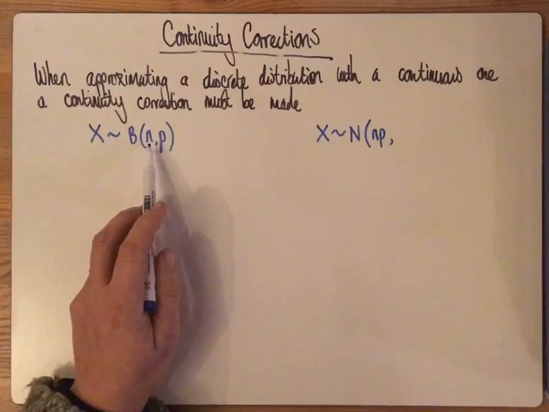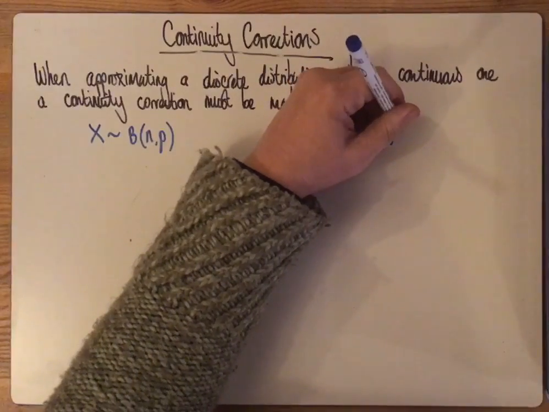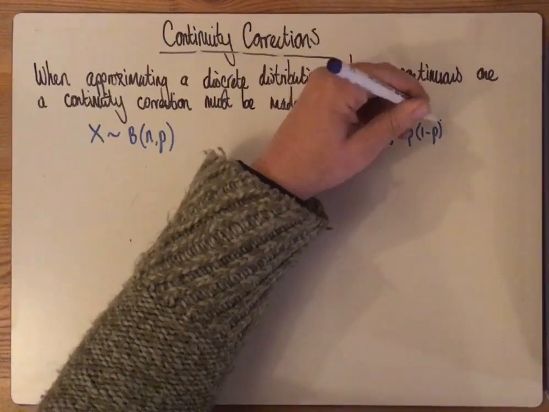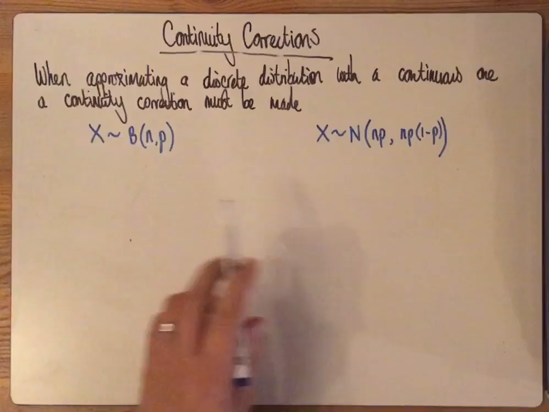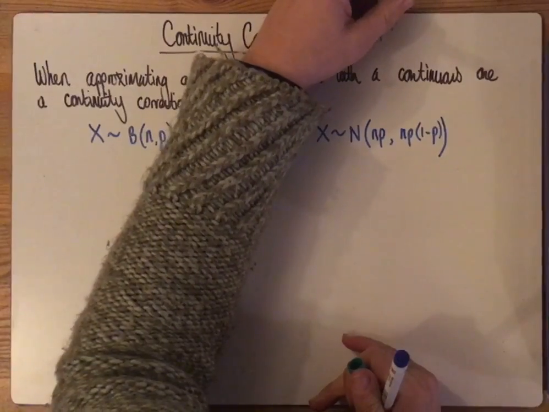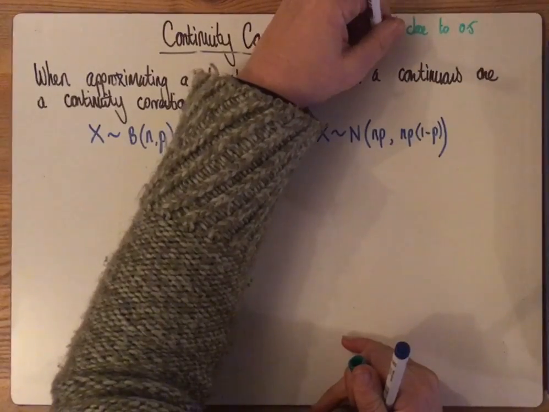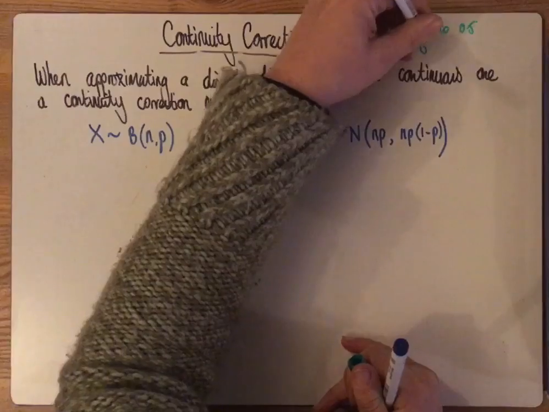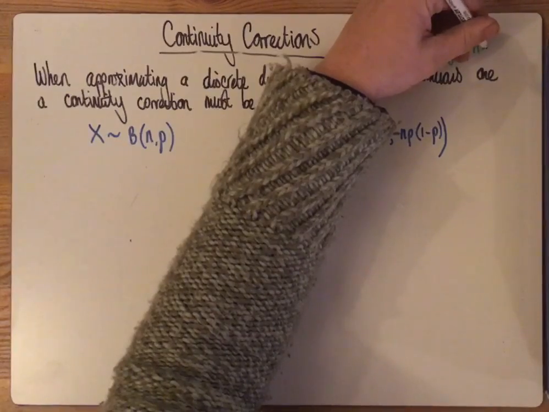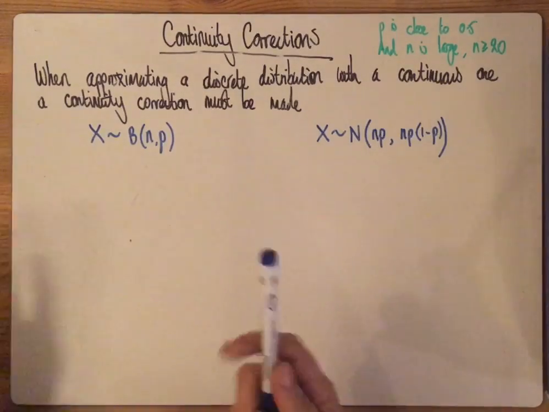And the variance in a binomial distribution is npq, or np(1 - p), if you prefer. And it's okay to do that provided p is close to 0.5 and n is large. I think for the purposes of the course, if we say n greater than or equal to 20, that would be quite a safe assumption that it's okay.